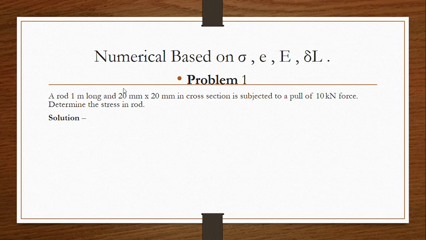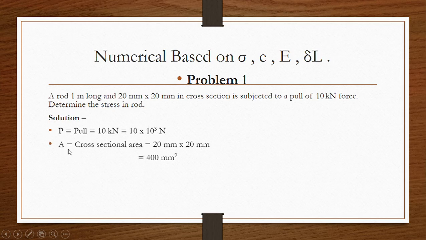Determine the stress. So we have to calculate sigma. The given value P, that is load, pull, is 10 kilonewton, which is 10 into 10 raised to 3 newton. Second, cross-sectional area, that is 20 into 20, that will be 400 mm square. As our formula says, stress is equal to force per unit area, that is P, 10 into 10 raised to 3 newton, divided by area, 400, which is equal to 25 newton per mm square. This is a basic numerical.